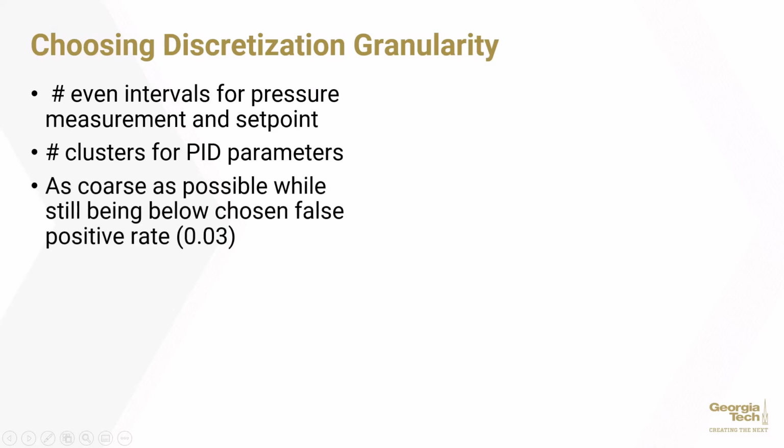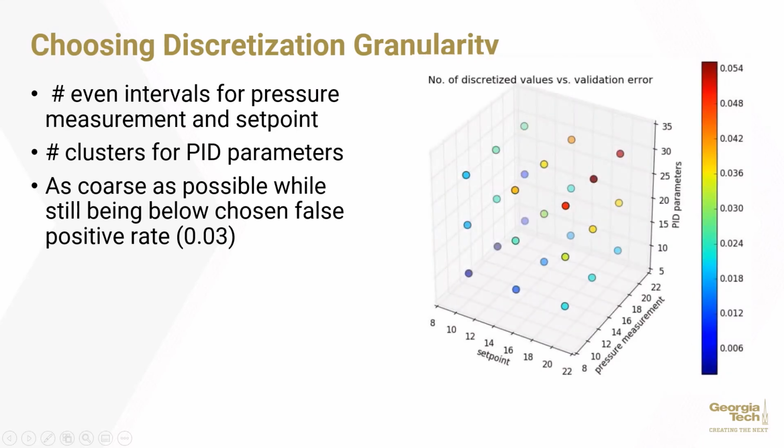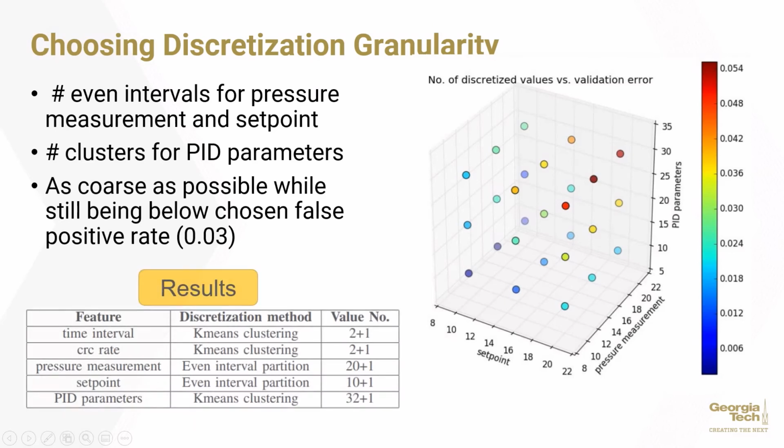And again, we want to choose that to be as coarse as possible while still achieving a chosen false positive rate, which in this case is 0.03. So here you can see a plot of the validation error across different discretization values of the set point, pressure measurement, and PID parameters. From this, they ended up choosing to have the time interval and CRC rate split into those 2 natural clusters that we saw, plus the 1 bonus cluster for each. And then the pressure measurement was split into 20 even partitions. And the set point was split into 10.